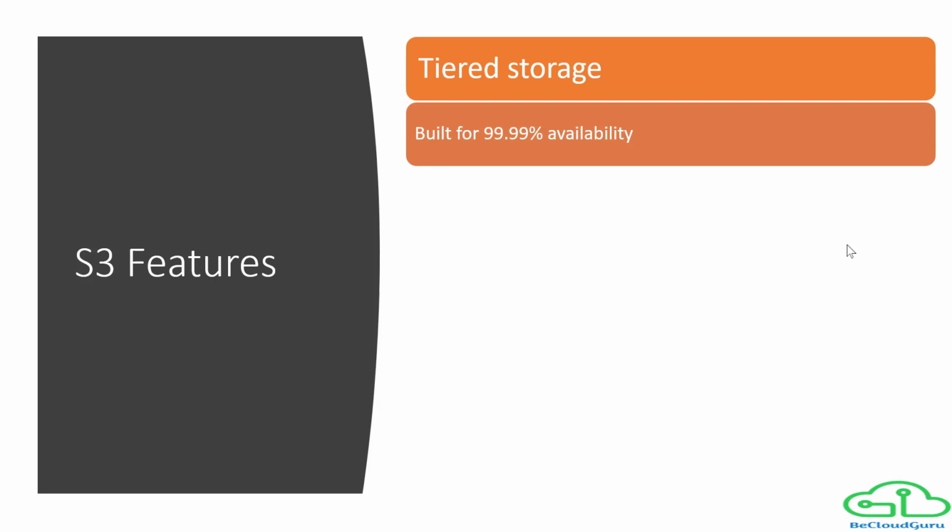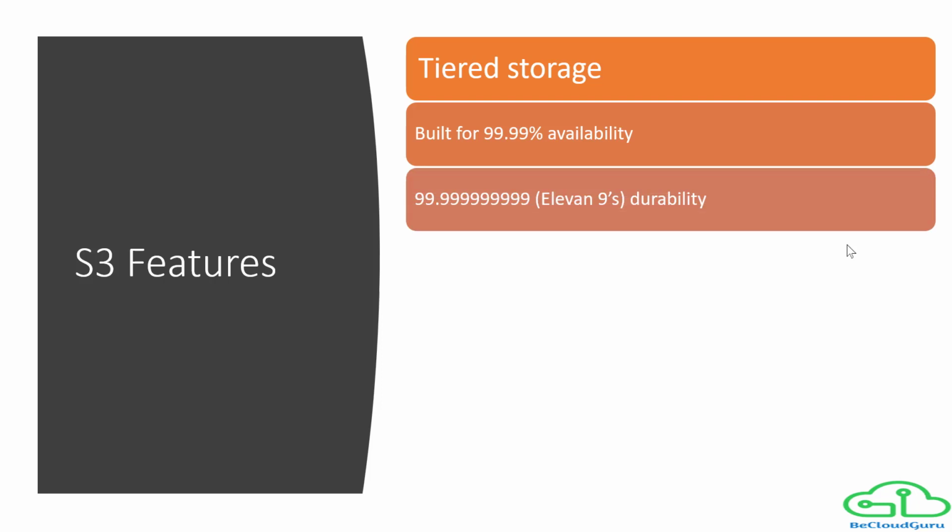Then your S3 is built for 99.99% of availability. When you upload an object in a bucket, it gets copied at three different locations at least. So at any given point of time, your data has three different copies at three different places. So that's the reason it is able to provide that kind of a high availability and 11 nines of durability.